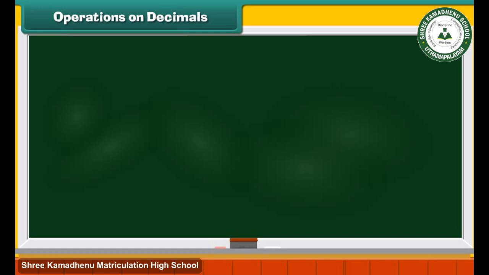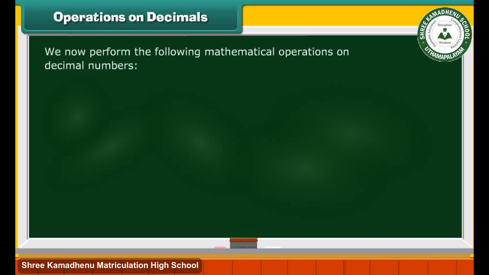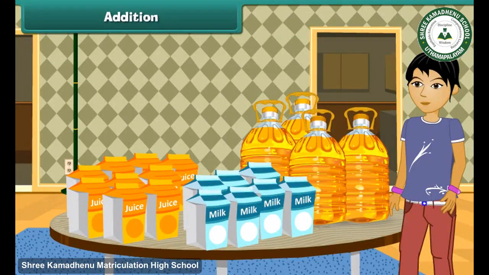Operations on decimals. We now perform the following mathematical operations on decimal numbers: addition, subtraction, multiplication, division. Let us look at the above mathematical operations in our further screens. Addition.